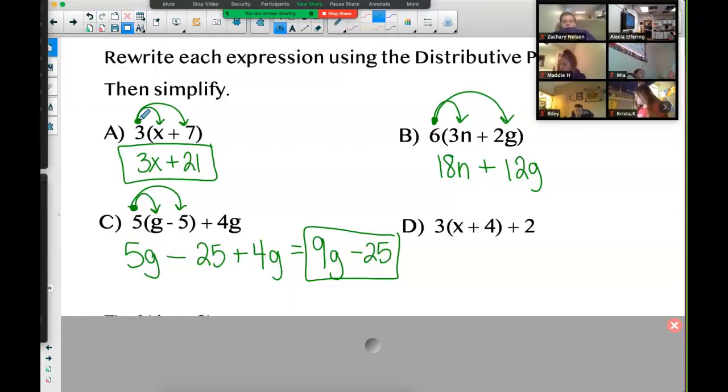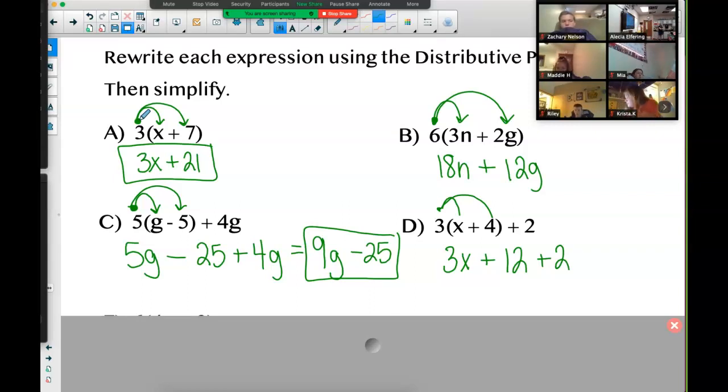Okay, last one. The 3 is the candy. What does the 3 get shared with? The X and the 4. Not with the 2. The 2's in Miss Sacri's room. We're not sharing with them. Okay? So we have 3x plus 3 times 4 is 12. And then we still have the plus 2. So we have 3x plus 12 plus 2.